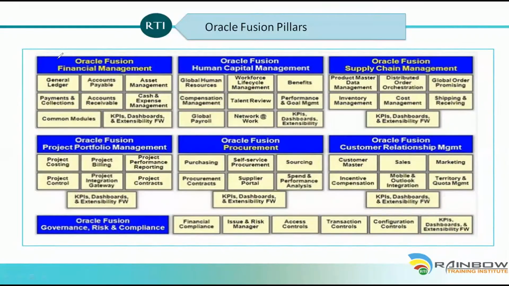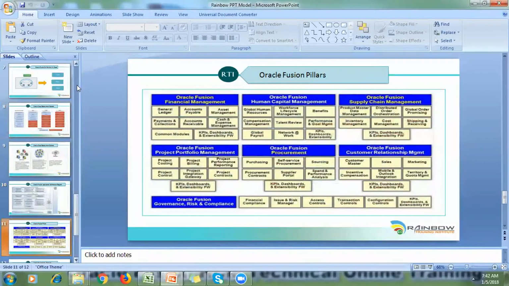So coming to Oracle Fusion Financial Management, we have the General Ledger, Accounts Payable, Fixed Assets, Payments, Collections, Receivables, Cash Management, and Expenses Management. These are the offerings available under the Oracle Fusion Financial Management application. Okay, so this is the high level, basically the 7 pillars of application in the Fusion application. So the next thing we'll go for. Up to now, any questions? Anyone? You can go ahead.